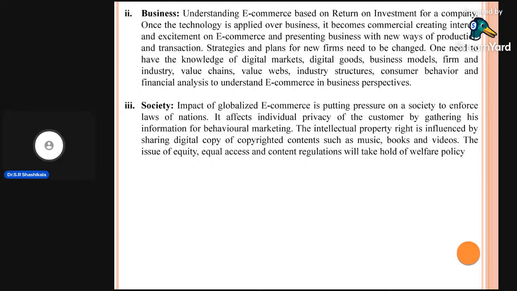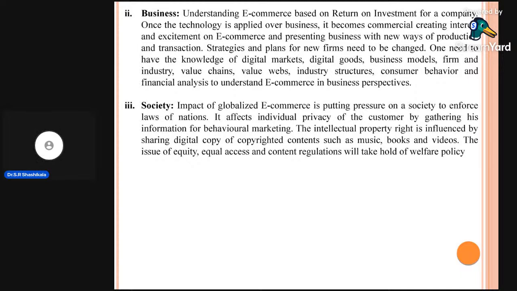So any business, for that matter, is based on return on investment. E-commerce is also based on return on investment for a company. Once the technology is applied over a business, it becomes commercial. So creating interest and excitement about e-commerce and presenting the business with new ways of production and transaction is much more important as far as the business is concerned.